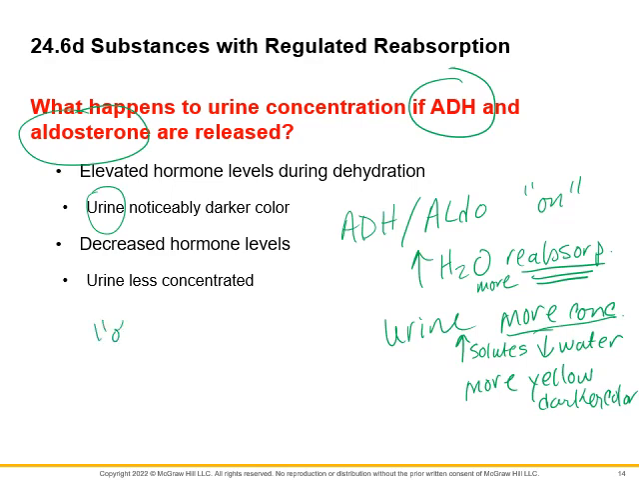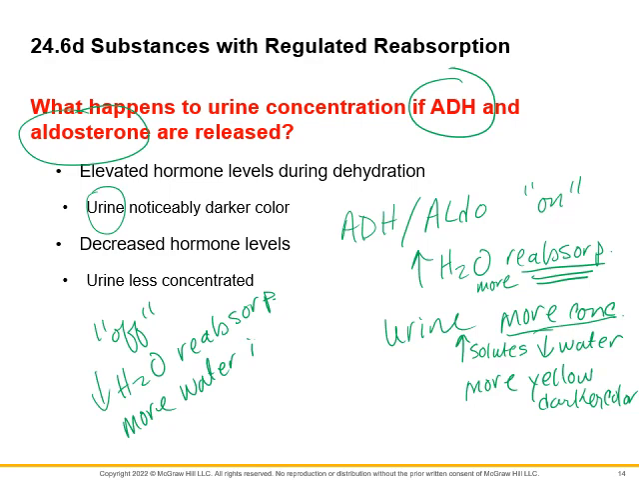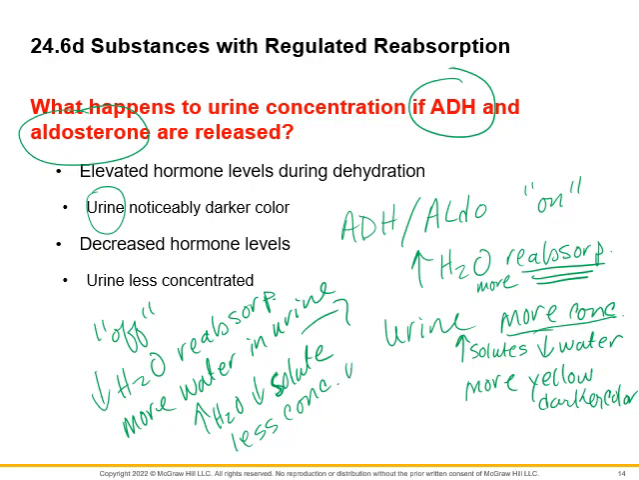So what happens if these hormones are off? You're going to have more water being released, so less water reabsorbed, more water in your urine. So you're going to have high water, low solute concentration. You're going to have less concentrated urine, and it's going to be lighter in color, white to pale yellow.